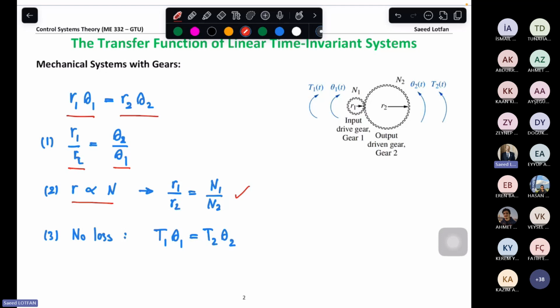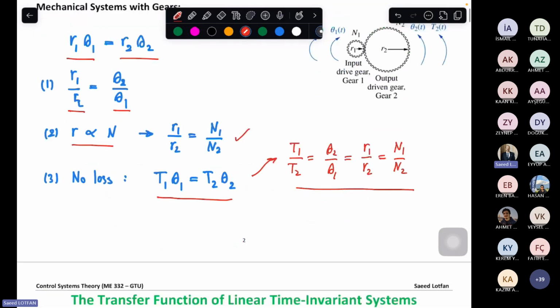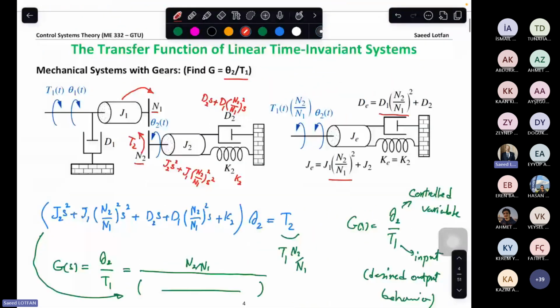And also I know these guys. So from here, I can say T1 over T2 is theta 2 over theta 1. And theta is related negatively to R. So this is R1 over R2. And R1 over R2 is related to N1 over N2. Is that the question? Did I answer it?